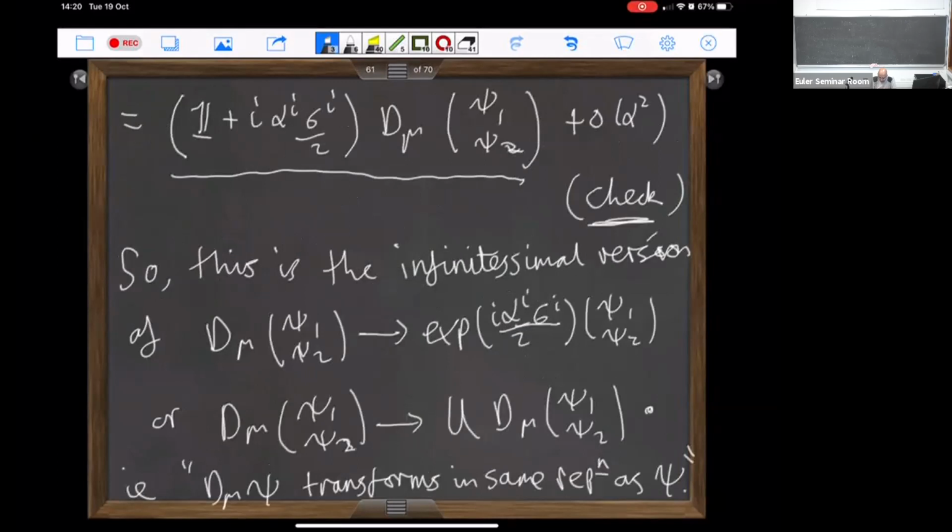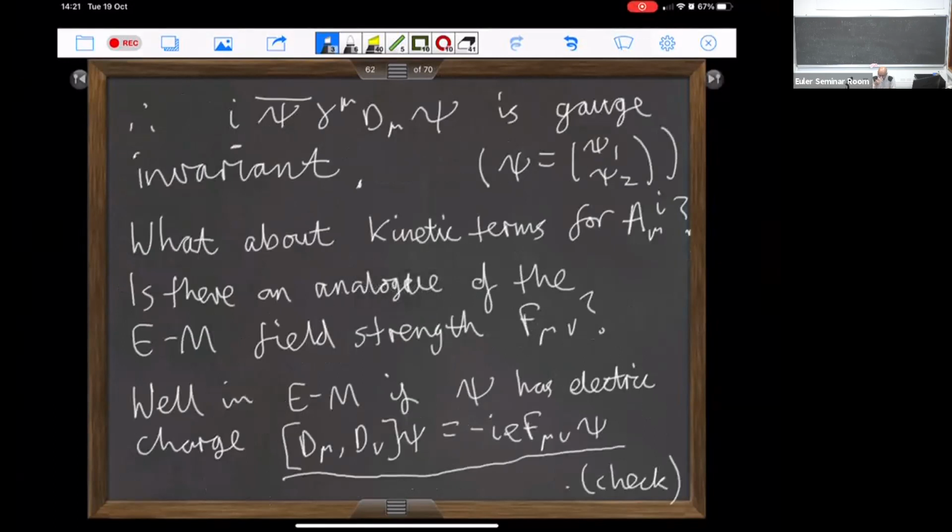And when you write that out infinitesimally, you can rewrite it as the transformed covariant derivative acting on psi, which is the infinitesimal version of this transformation, which I've written in the more suggestive form because that's the more general statement that we were after: we want the covariant derivative to transform in the same representation as psi itself. And therefore the covariant Dirac Lagrangian is gauge invariant.